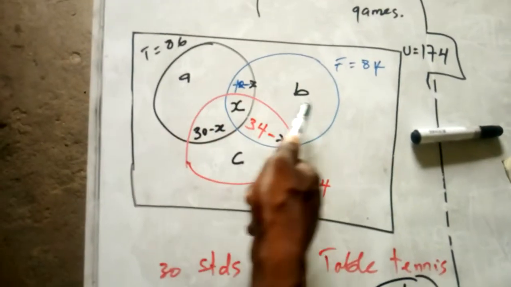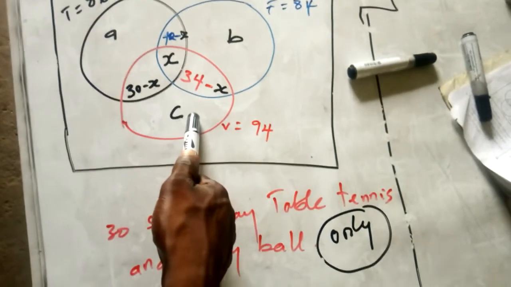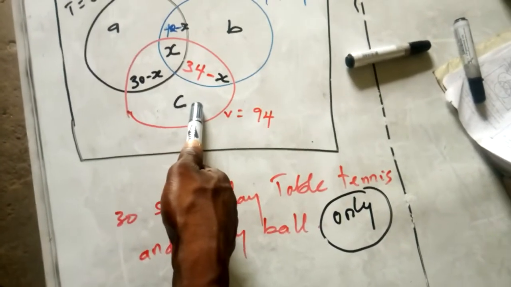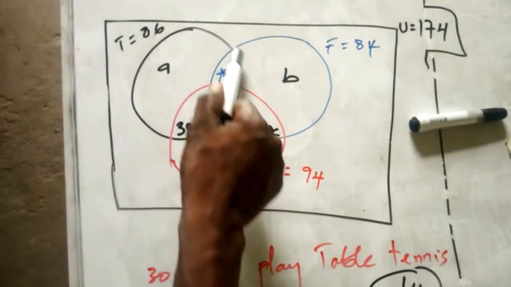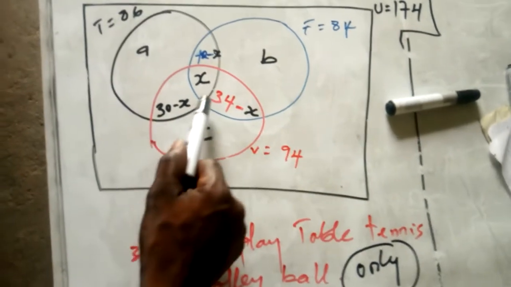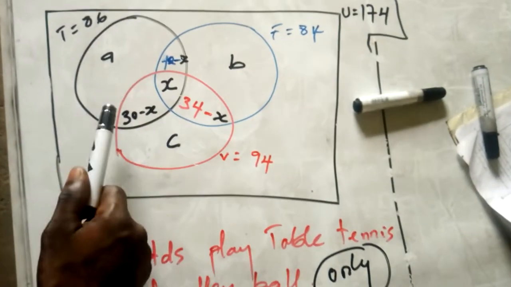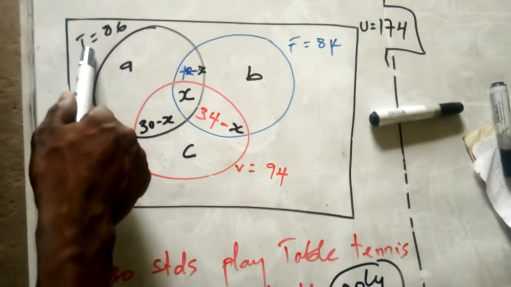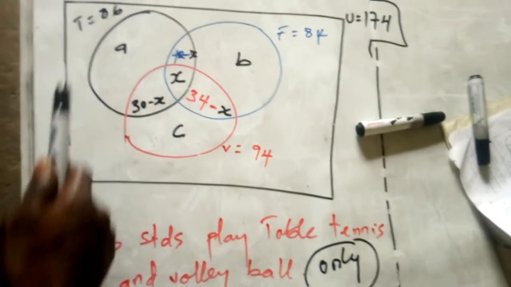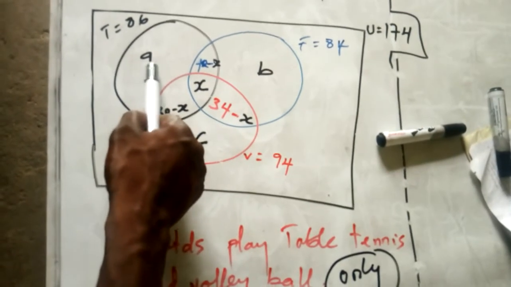But before we find all three, do you know those who are playing table tennis only? Do you know those who are playing football only? Do you know those who are playing volleyball only? We don't know them. Is that okay? But what I know is that this portion here belongs to everybody that plays table tennis. They all sum up to 86, right? This portion here belongs to those who play table tennis, and they all sum up to 86. So with that idea, I can easily find those who play table tennis only.